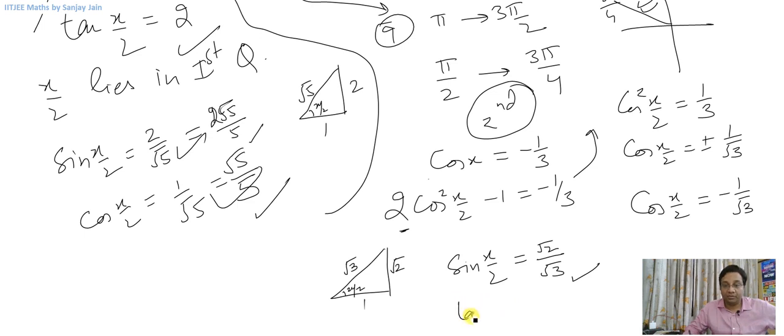And what about tan x by 2? It is just the ratio of sine x by 2 and cos x by 2. So it will be negative root 2 by root 3 divided by minus 1 by root 3. So root 3 will get cancelled and it will be equal to minus root 2.